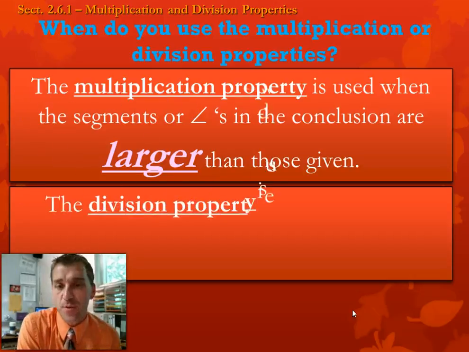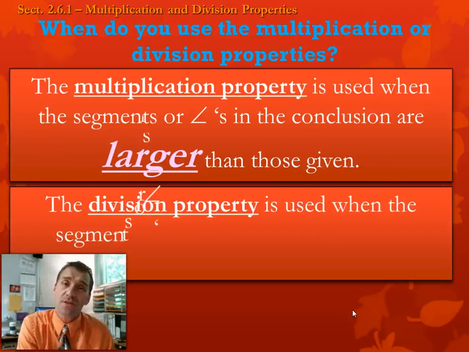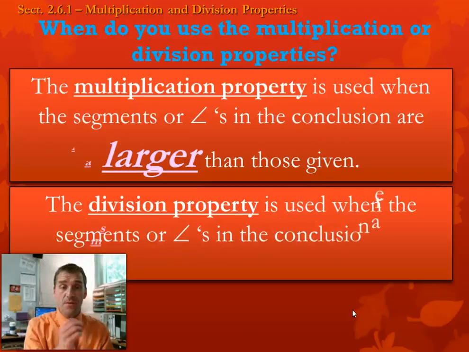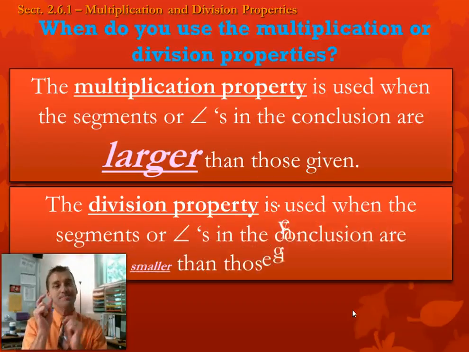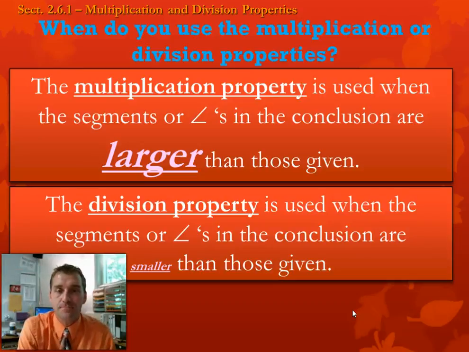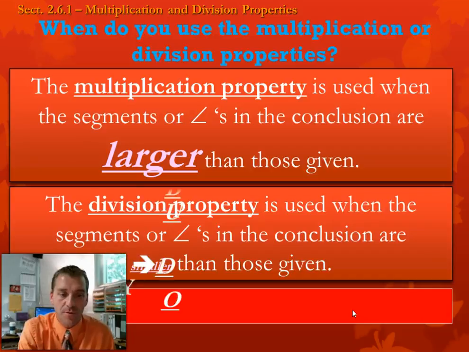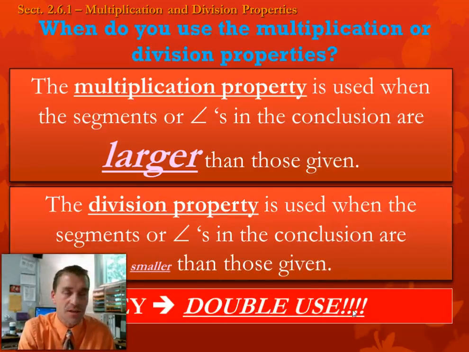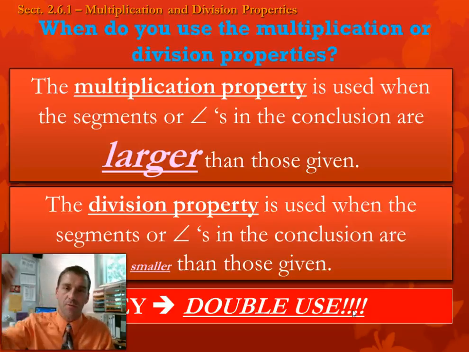If you're going to use the division property, that is only used when segments or angles in the actual conclusion are smaller than those given. Awesome. But here, ladies and gentlemen, is one of the most important things. The key thing, my goodness, the key thing is double use. If you don't see double use of midpoint, bisect, trisect, then multiplication or division doesn't even apply.